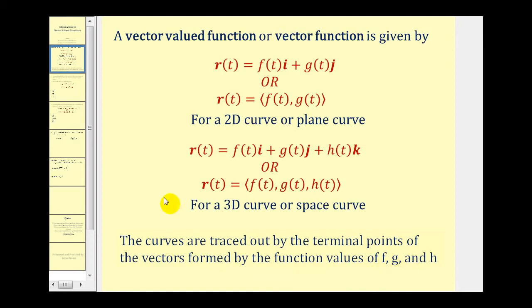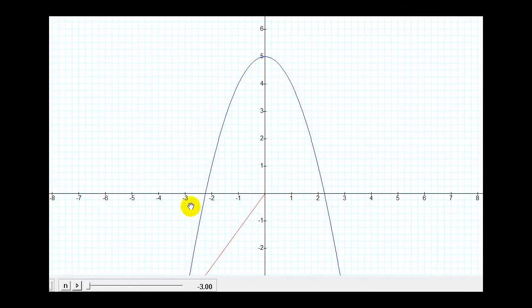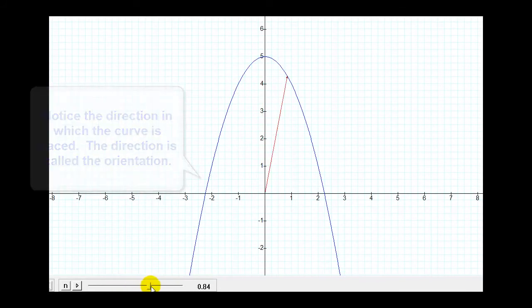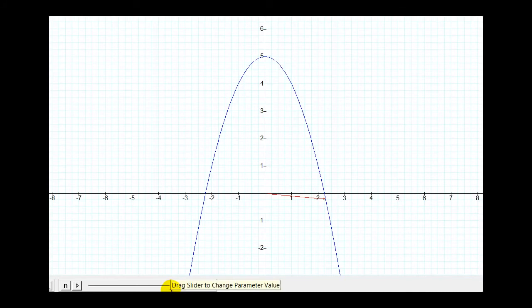To get a better idea of this, let's take a look at a couple graphs. Here we see a plane curve in blue, and in red we are going to see the vectors that trace out this curve from the vector-valued function. Here we're starting at t equals -3, and watch as t increases. The terminal point of this red vector traces out the blue curve, as we see here. So the terminal points of the vectors produced by the vector-valued function creates a curve.